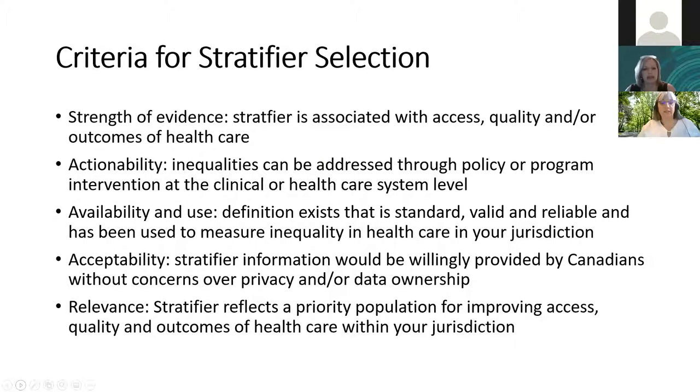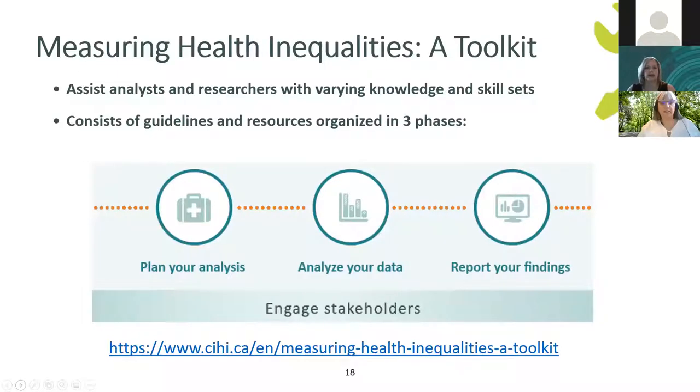I also wanted to add that in determining these stratifiers, we used the following criteria: strength of evidence, meaning that the stratifier is associated with access, quality, and or outcomes of healthcare; accountability, meaning that inequality can be addressed through a policy or program intervention at the clinical or healthcare system level; accessibility and use, meaning that a definition exists that is standard, valid, and reliable and has been used to measure inequality in healthcare; acceptability, meaning that the stratifier information would be willingly provided by Canadians without concerns over privacy and or data ownership; and relevance, meaning the stratifier reflects a priority population for improving access, quality, and outcomes of healthcare. Next slide.